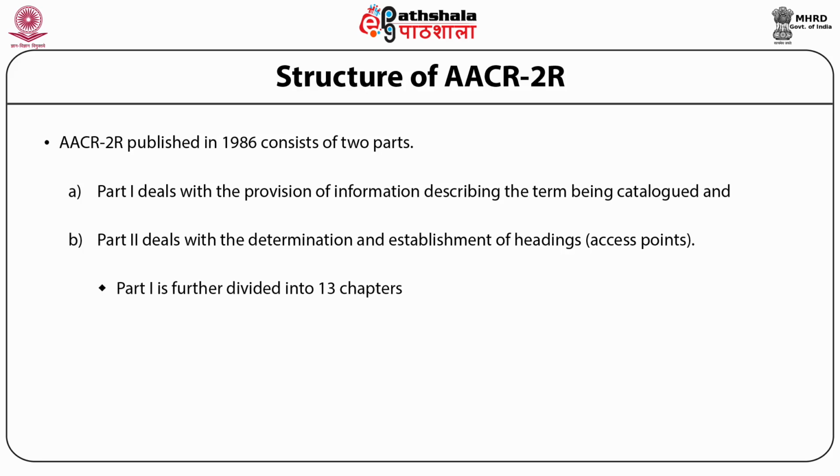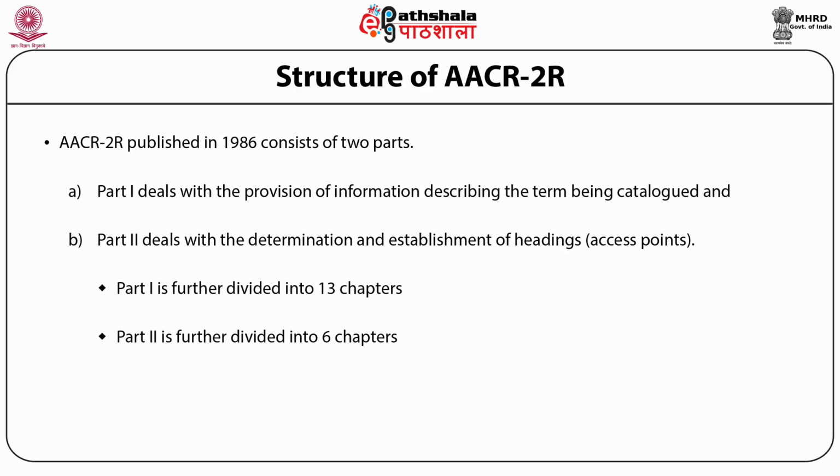Part 1 is further divided into 13 chapters, including general rules for description of books, pamphlets and printed sheets, and special material, that is cartographic materials, manuscripts, music, sound recordings, motion pictures and video recordings, graphic materials, computer files, three-dimensional artifacts and realia, microforms, serials and analysis.